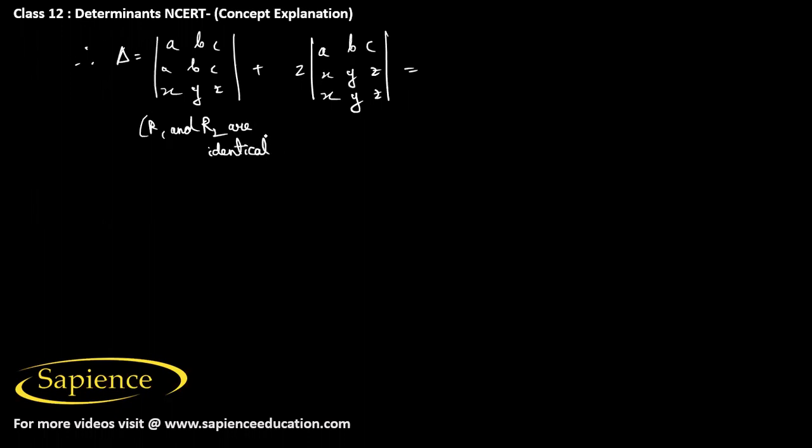So by using property 4, we can say that this determinant will be equal to 0. And here also R2 and R3 are identical, therefore the value of this determinant also will become 0. If any two rows or any two columns are identical, it means that the corresponding elements are the same, and the value of that determinant will become 0. So this will be 0, and that is equal to 0. So hence proved.